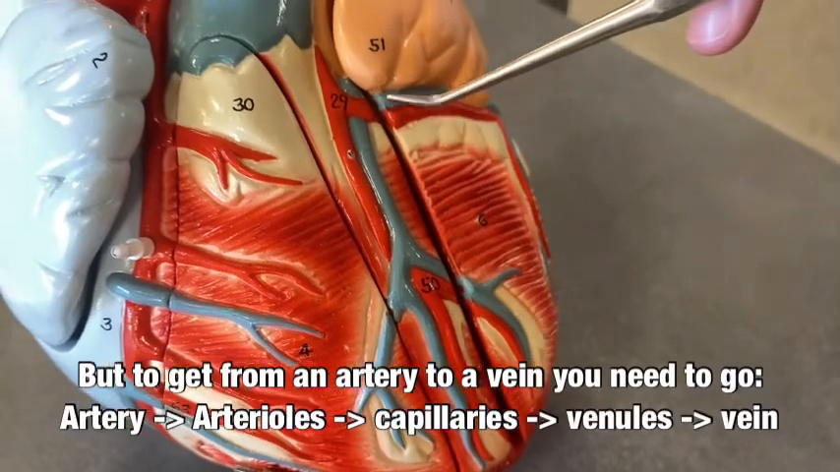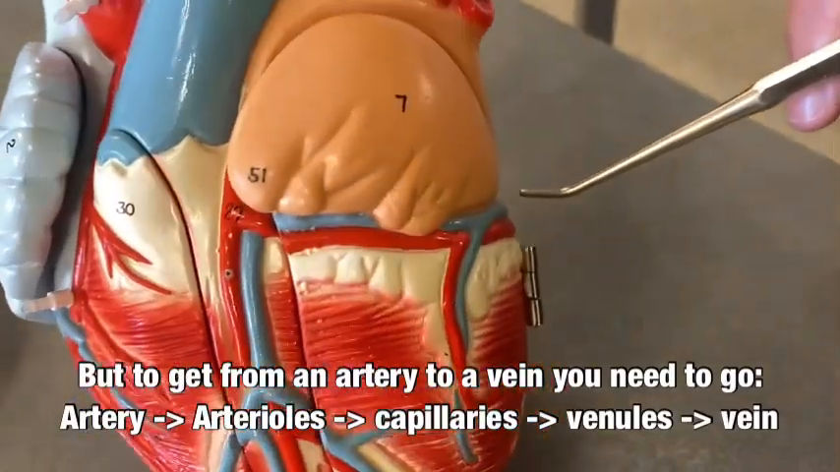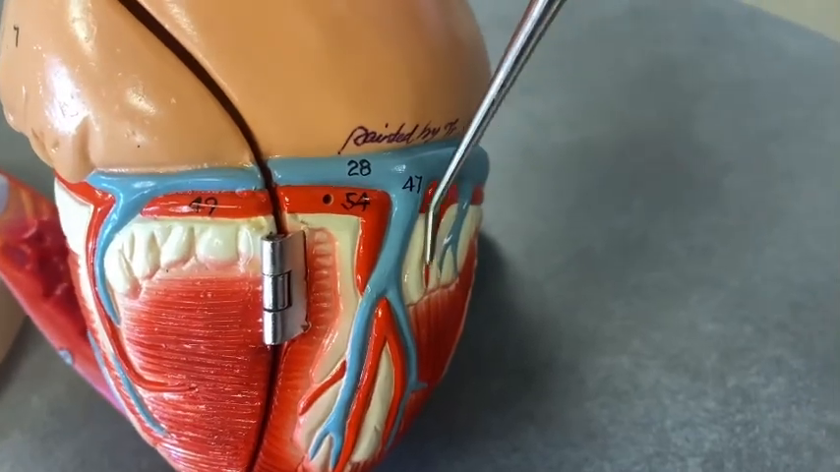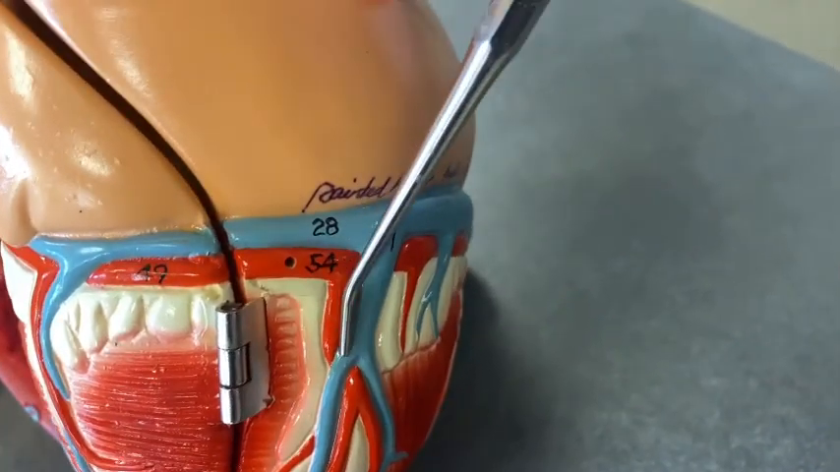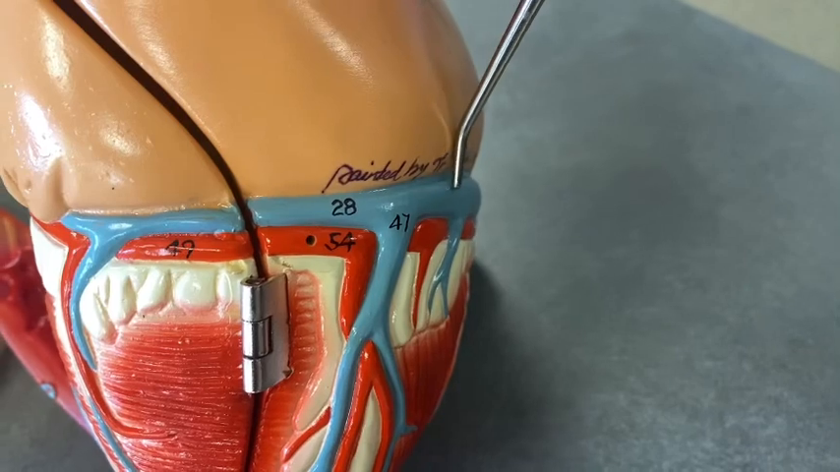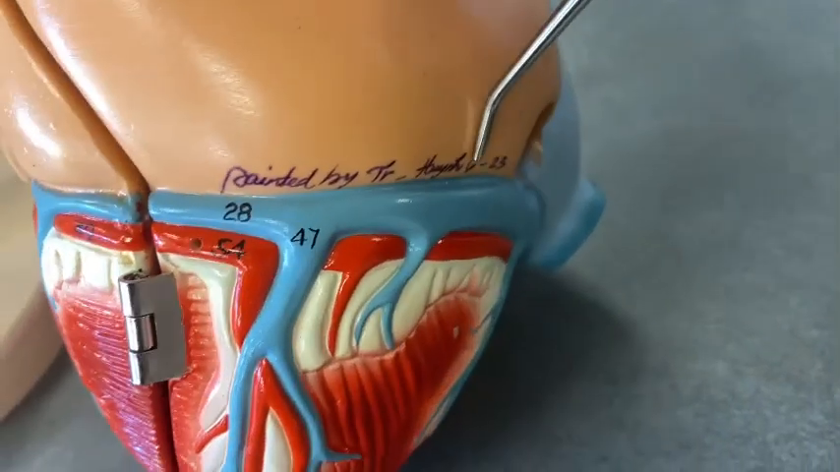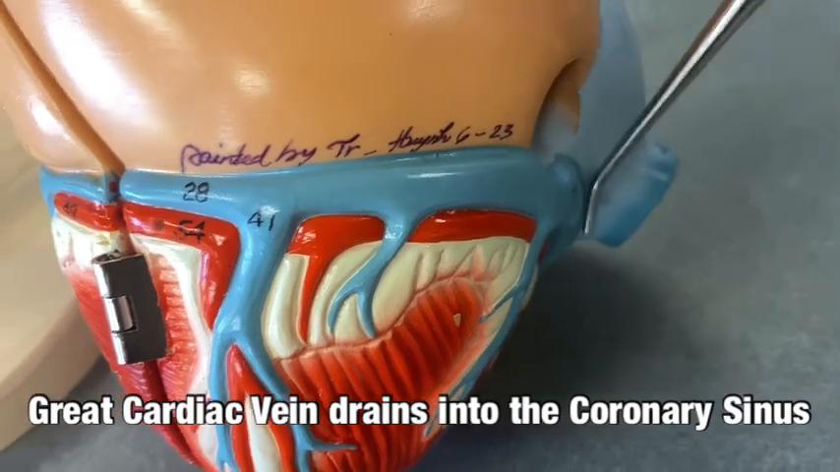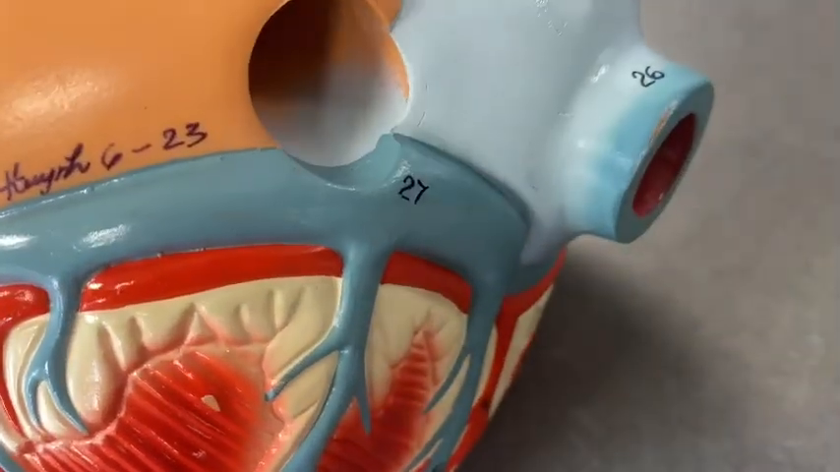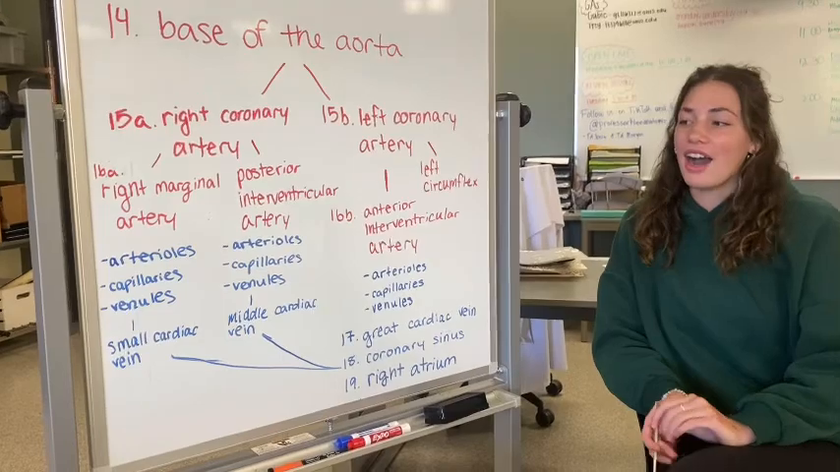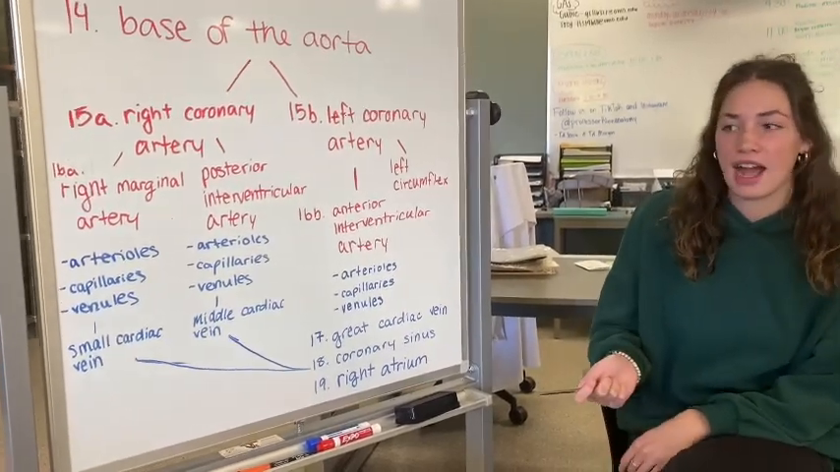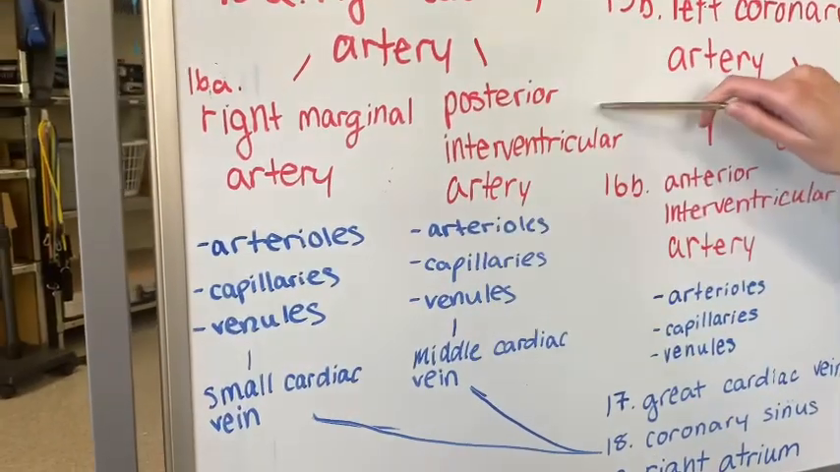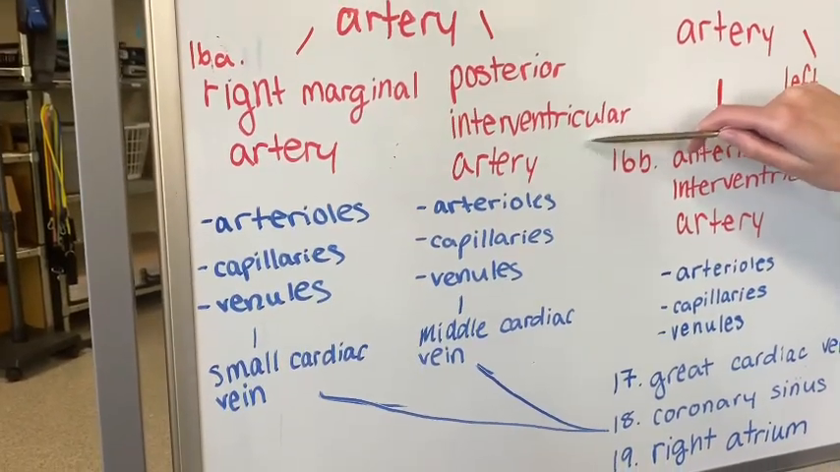And that's going to run all the way around here, and it's also going to connect to the left circumflex right here, this red, and then it's going to travel all the way along until you see this little 6. This is where it's going to stop, and it's going to connect to the coronary sinus right here. And then we're going to hop over to the right side, and it's kind of the same setup with the right marginal artery and the posterior interventricular artery.